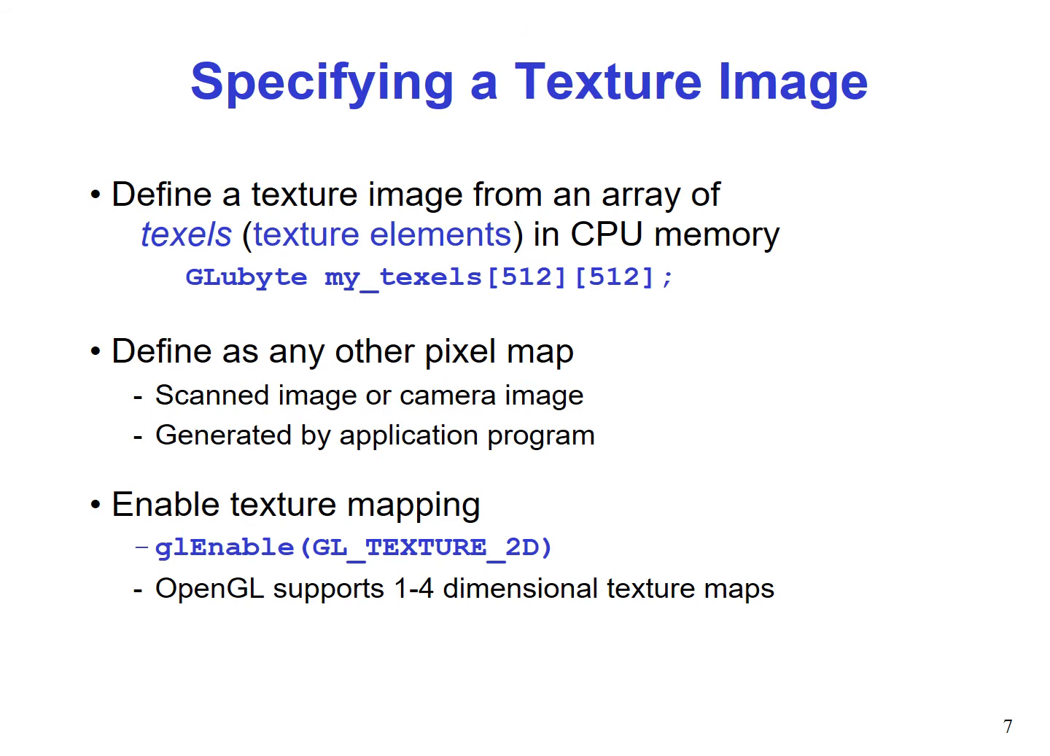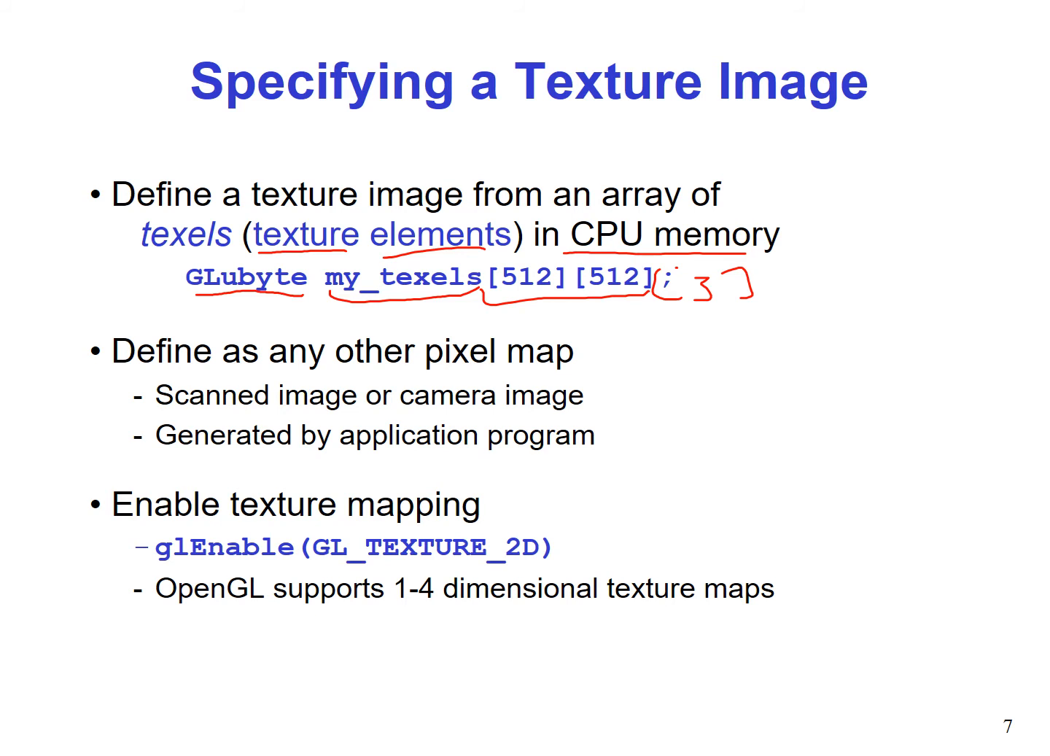Here is an example of specifying a texture image. We define a texture image from an array of texels. Texels basically is a combination of texture elements, and this is done in CPU memory. We can define this as GLubyte and give it any name of our choice. Generally, we will keep it something that specifies that these are texels, and then we specify the dimension of the array. Here we have a grayscale 512 by 512 image. We could have had a colored image and we would have an additional dimension that had three values, the red, green, and blue values of the image.